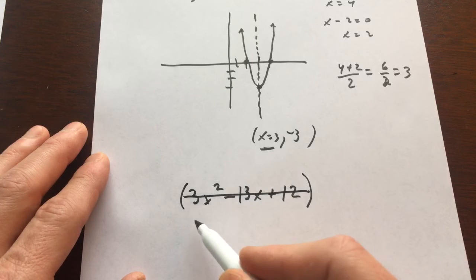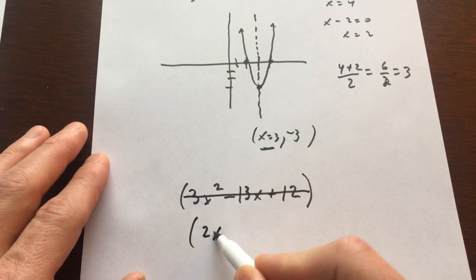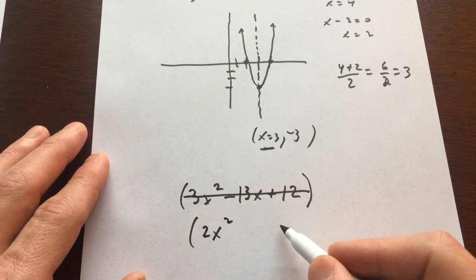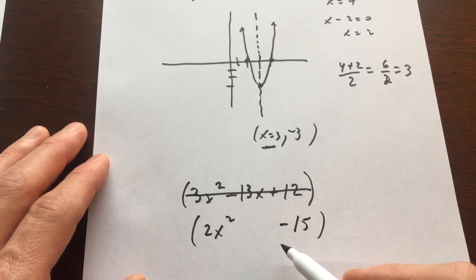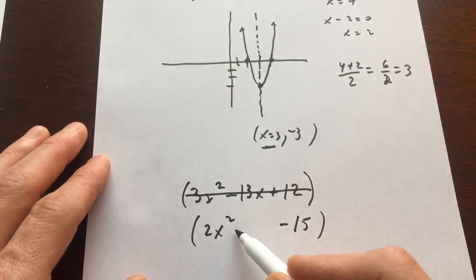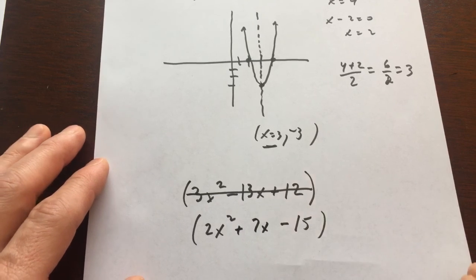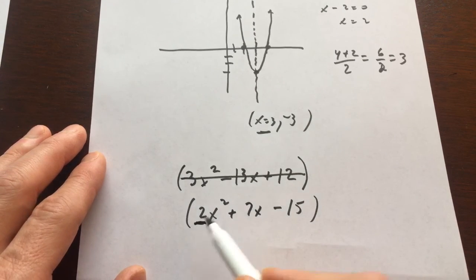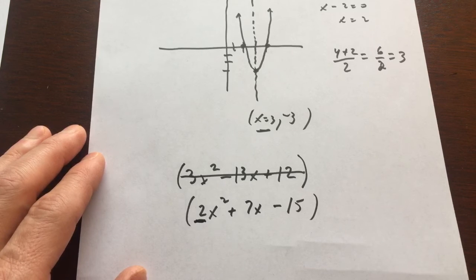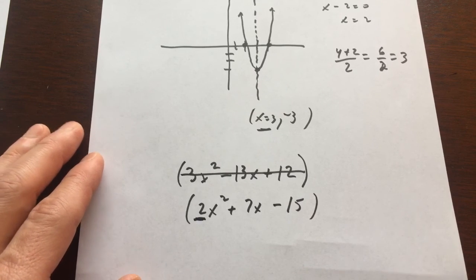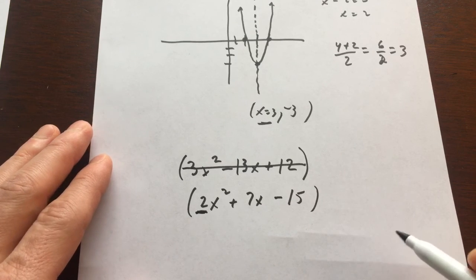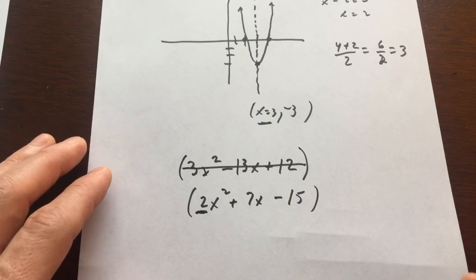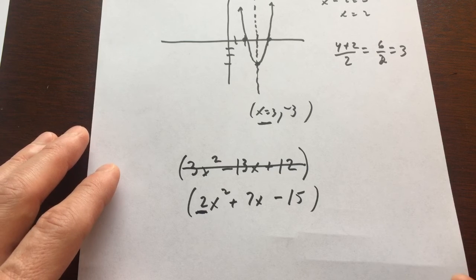Let's just say it was like 2x squared, and let's maybe make this minus 15, and let's say this is plus 7x. Okay, is that a good example there? So you can see the a value is something other than 1, and you're wondering how to factor it, right? Okay, well, there's a couple different methods. Some students like to do the guess and check method, but I find that for a lot of students, that can be a little bit challenging, especially when the numbers are larger.